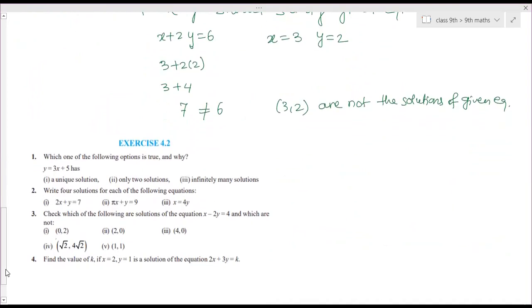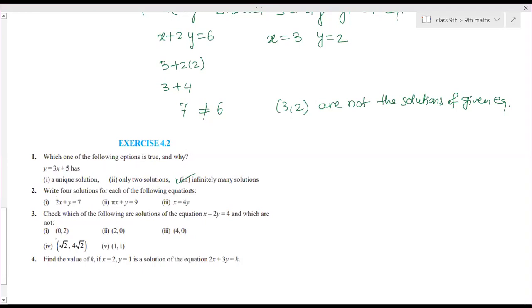Now check the questions of second exercise. Which one of the following options is true and why? y is equal to 3x plus 5 has a unique solution, only two solutions, or infinitely many solutions. Infinitely many solutions. Yes, it has infinitely many solutions because it is a linear equation in two variables, and we just now saw that it has infinitely many solutions.